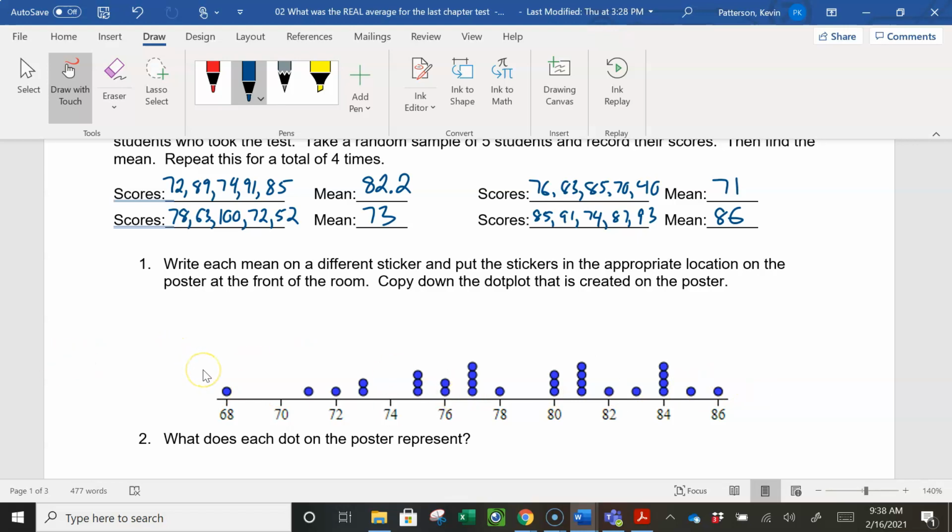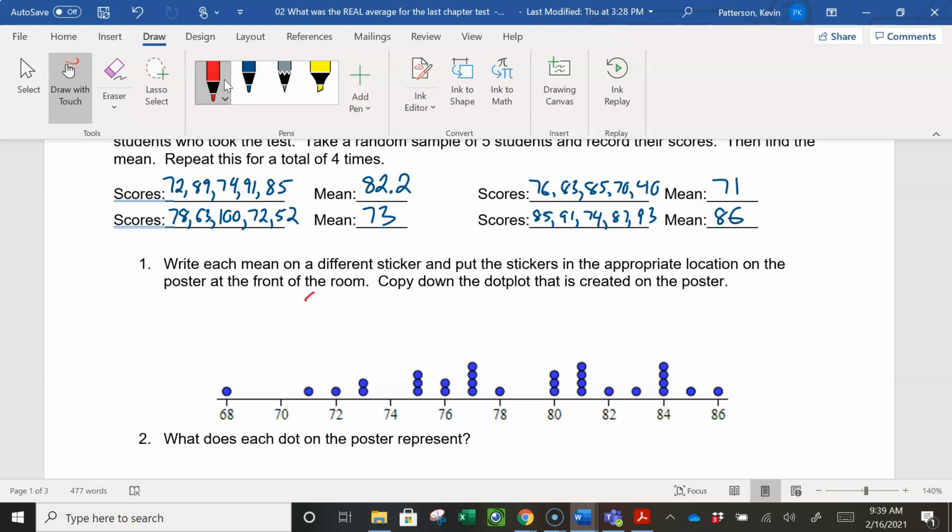Okay, so it's always important to have a good understanding too, and we'll get to this in a second, of what each one of these dots represents. So for example, remember this 68 is not one student that scored a 68, but this 68 is a group of 5 students where the mean of those 5 scores is a 68. Or this is 5 students whose mean score or average score is an 86. So each dot represents a sample of 5 students. So this is not a population distribution. This is a sampling distribution of X bar.